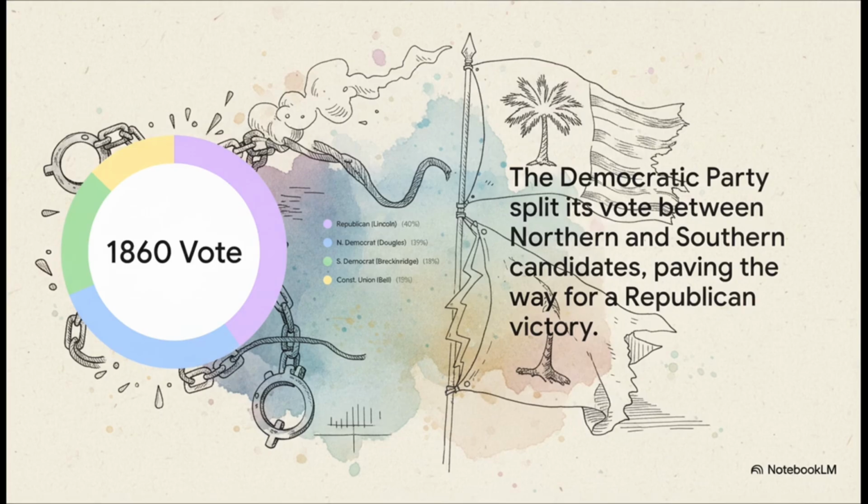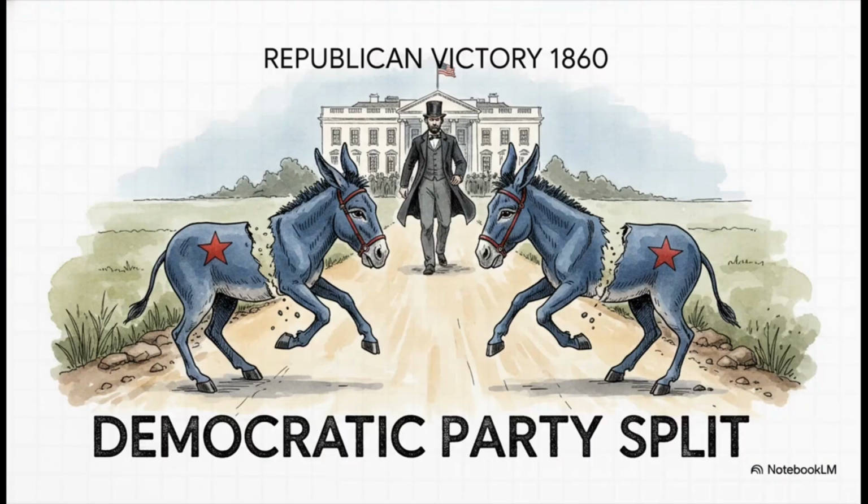The Democratic Party, which was really the last national institution holding things together, just shattered. The Northern Democrats picked Stephen Douglas, but the Southern Democrats walked out and picked their own guy, John Breckinridge. That split the pro-slavery vote right in two. And with the Democrats totally divided, the path was wide open for the Republican candidate, Abraham Lincoln. He won the presidency with just 40% of the popular vote, but he completely dominated the Electoral College by winning almost every single free state.